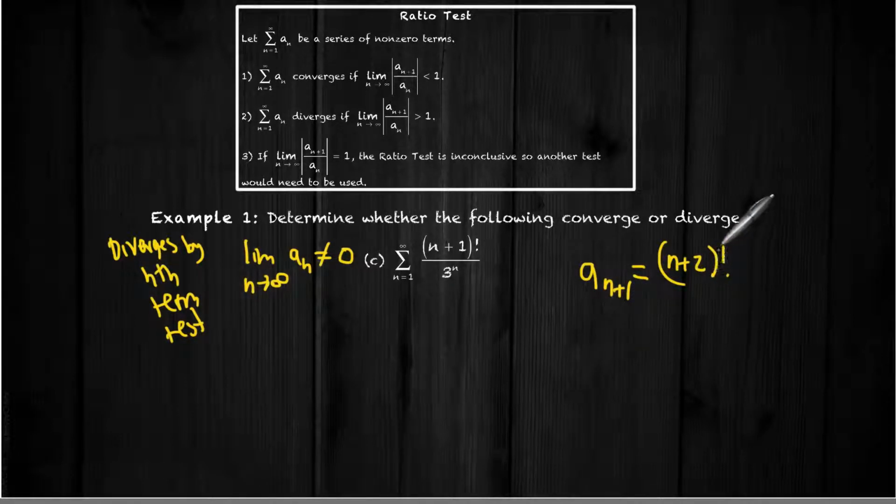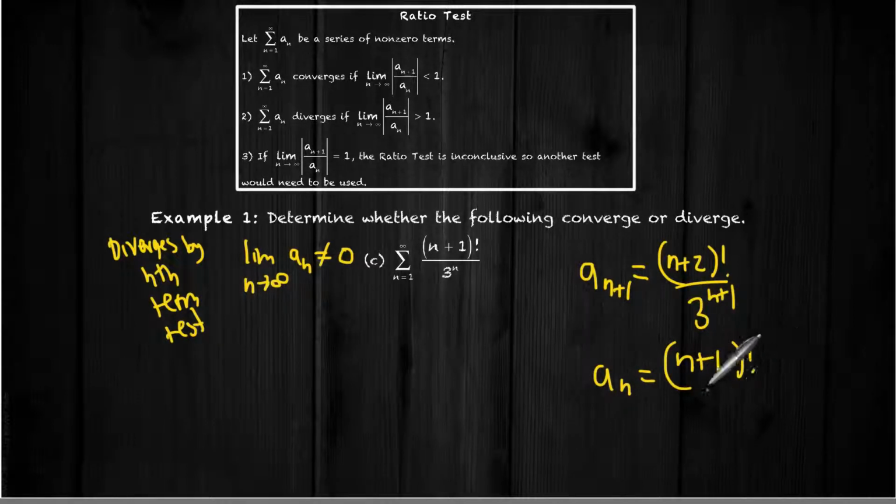All right, n plus 2 factorial over 3 to the n plus 1. And then a sub n is our original series, n plus 1 factorial over 3 to the n. So now we're going to divide them. So the limit as n approaches infinity of the division of these things.